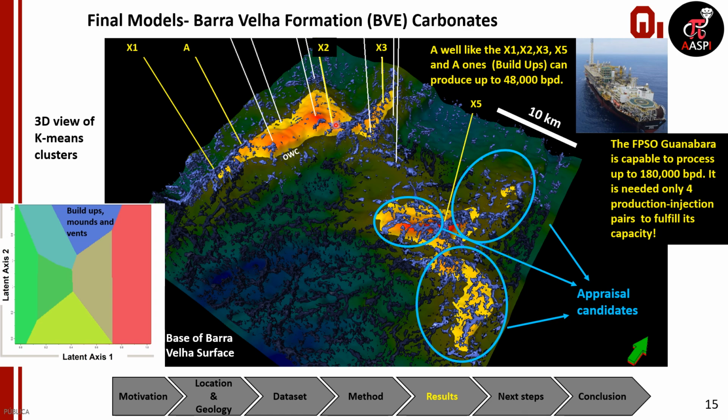In the unsupervised learning models, we do not use the wells for training, because it's unsupervised, but we use them to validate our models. Here we can see the yellow wells penetrated those very productive reservoirs. So they are used to validate our models. Okay. And here, in the central area, we have identified appraisal candidates for further drilling.